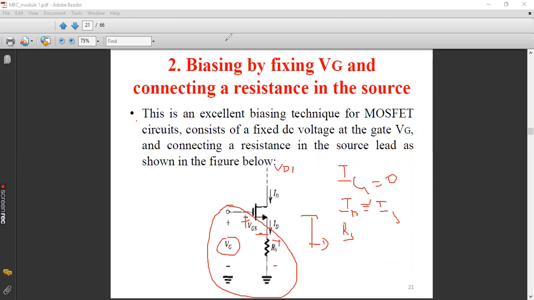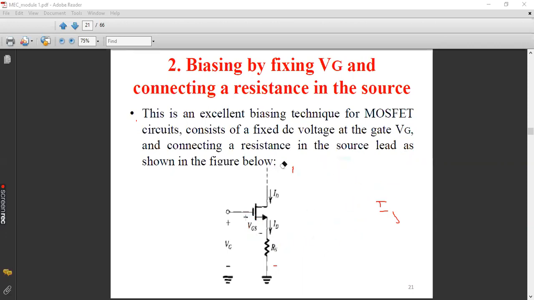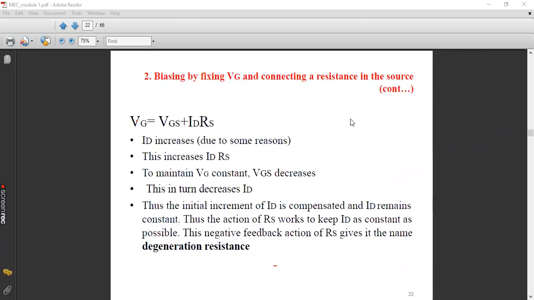According to Kirchhoff's voltage law, the sum of the voltages across a closed circuit is 0. According to KVL, you can write the equation as VG is equal to VGS plus IDRS. So this is the equation that you got by applying KVL in the lower portion of the circuit, the lower loop.